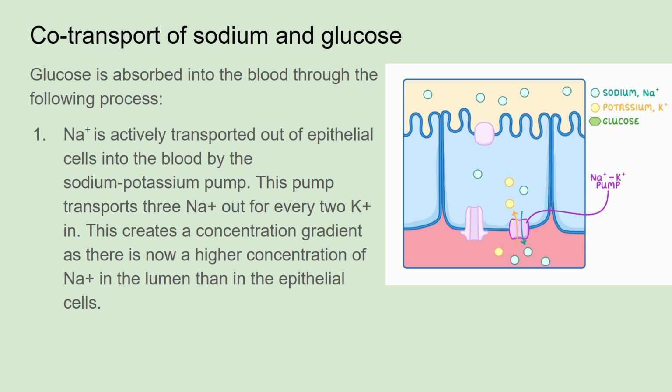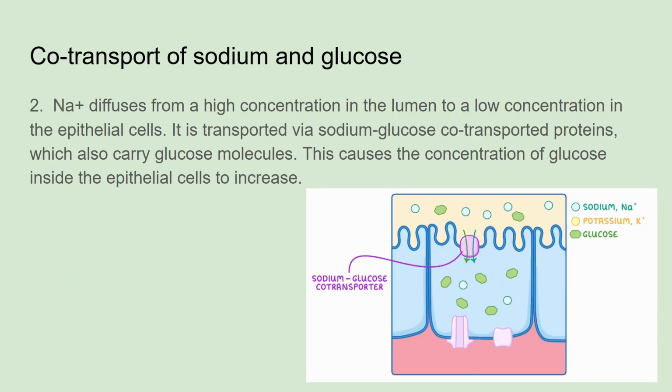Na+ is actively transported out of epithelial cells into the blood by the sodium-potassium pump. This pump transports 3 Na+ ions out for every 2 K+ ions in. This creates a concentration gradient, as there is now a higher concentration of Na+ in the lumen than in the epithelial cells. Then, Na+ diffuses from a high concentration in the lumen to a low concentration in the epithelial cells.